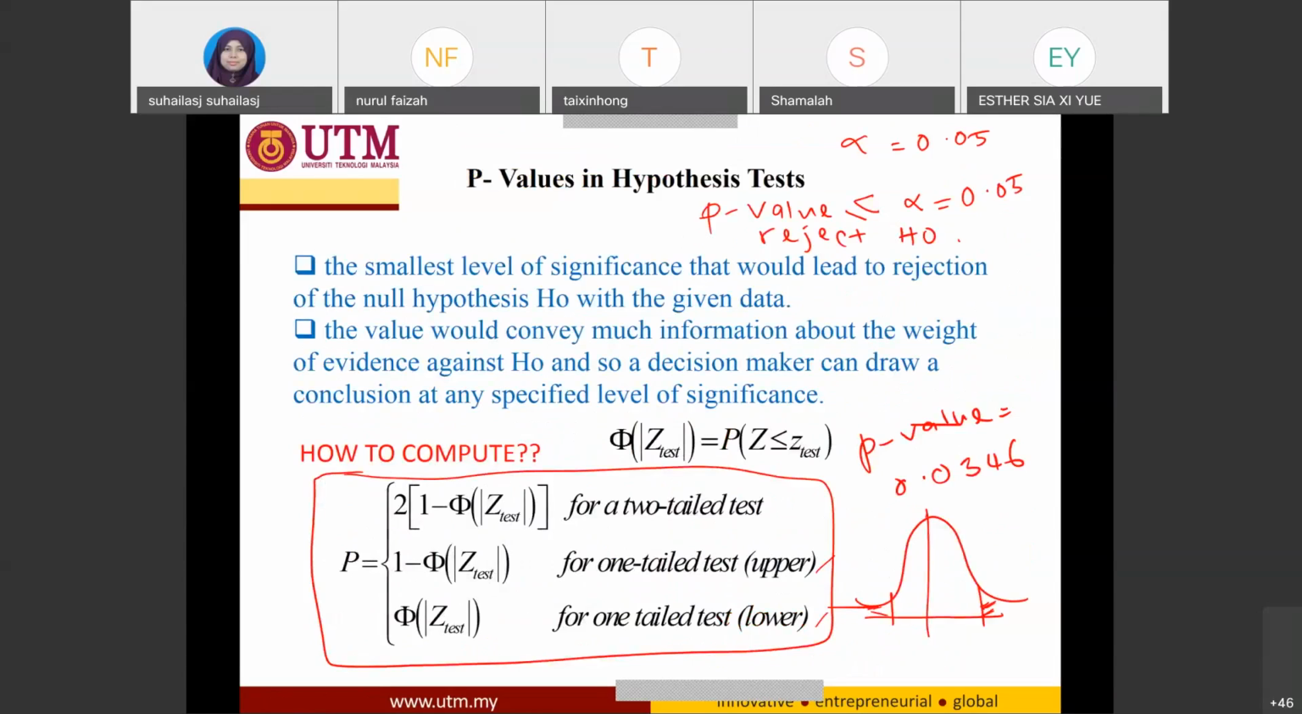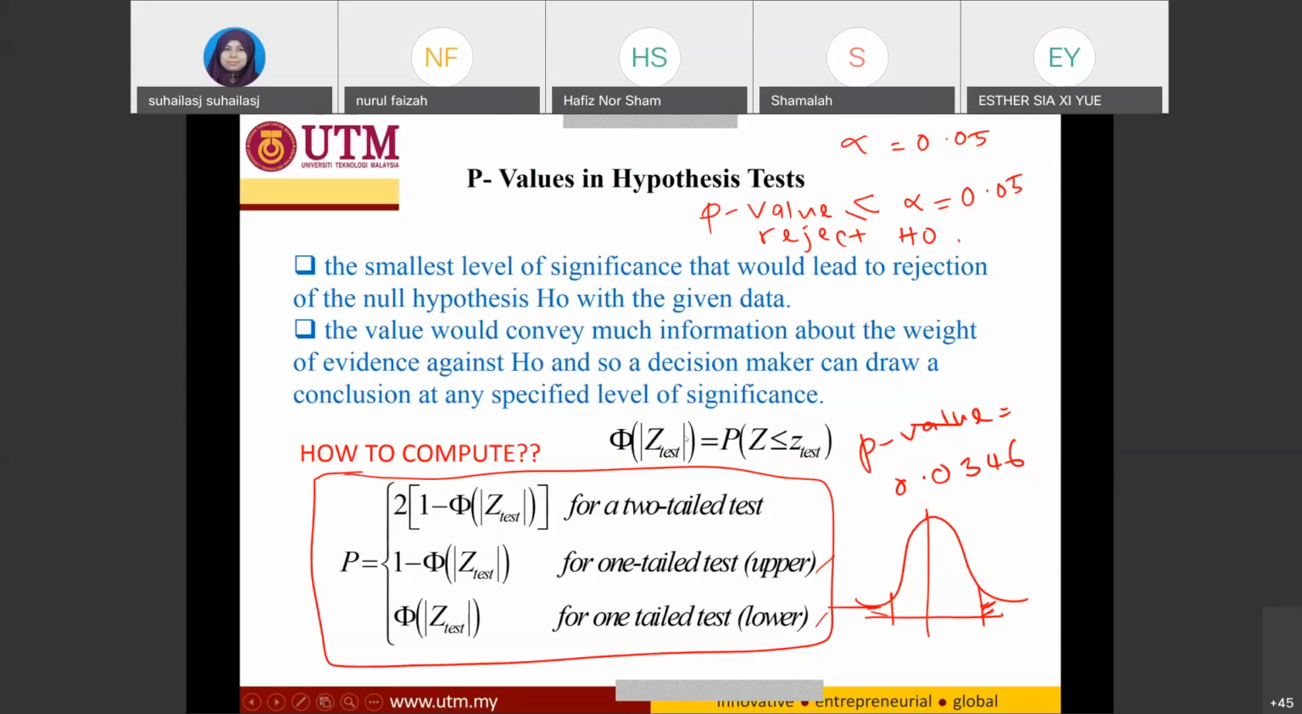So this is your p-value. The p-value depends on whether we have a one-sided or two-sided test. The p-value is the smallest level of significance that would lead to rejection of the null hypothesis. As I mentioned, if the p-value is less than or equal to alpha, because alpha is already given, then we reject our null hypothesis. Otherwise, we fail to reject our null hypothesis, or in other words, we accept our null hypothesis.